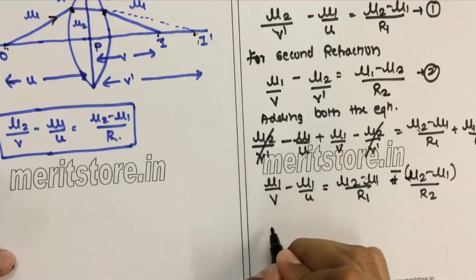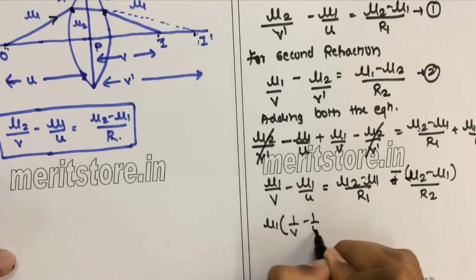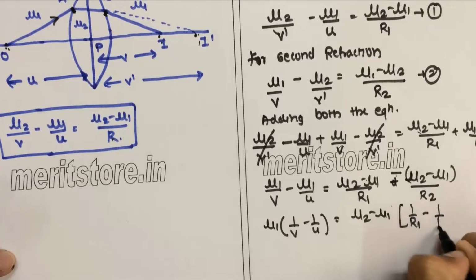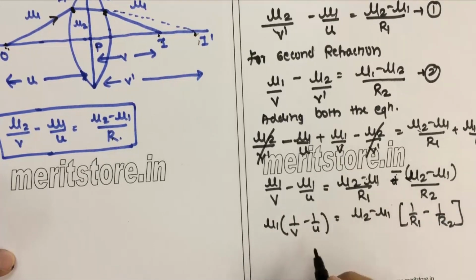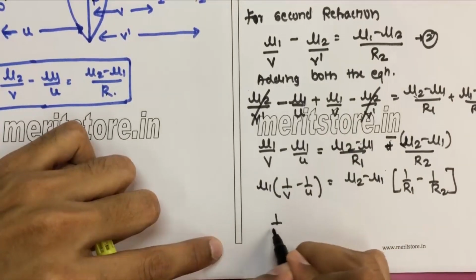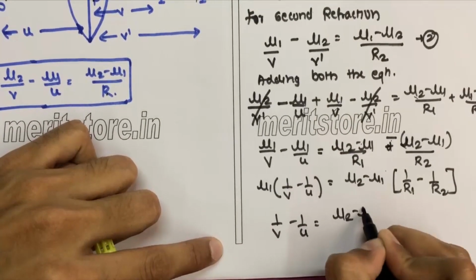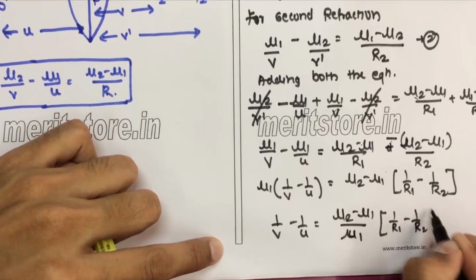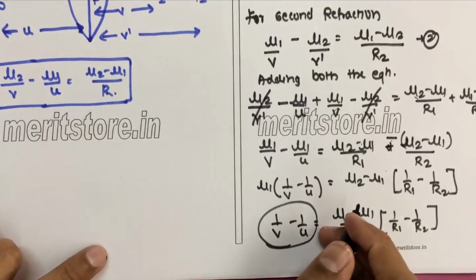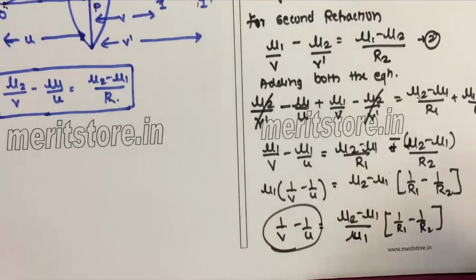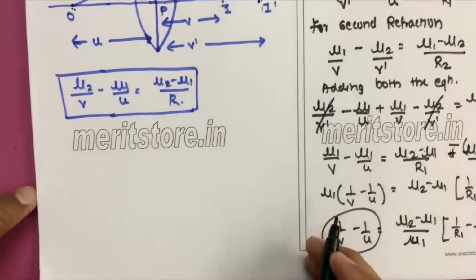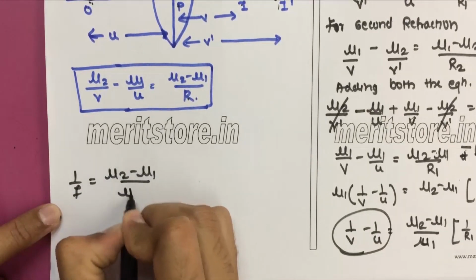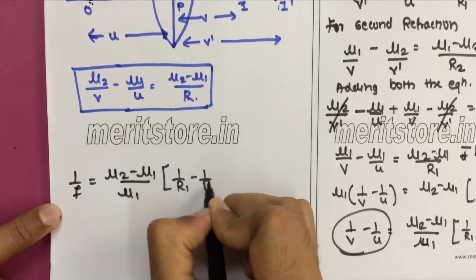Now if you take both of them common, and mu1 common from here, you will get 1 upon V minus 1 upon U, and here you will get mu2 minus mu1, and inside you will get 1 upon R1 minus 1 upon R2. Again you take this mu1 downwards, then you get 1 upon V minus 1 upon U is equal to mu2 minus mu1 upon mu1 into 1 upon R1 minus 1 upon R2. Again this 1 upon V minus 1 upon U is nothing but 1 upon F. That is the lens equation which we have. So 1 upon F is equal to mu2 minus mu1 upon mu1 into bracket 1 upon R1 minus 1 upon R2.